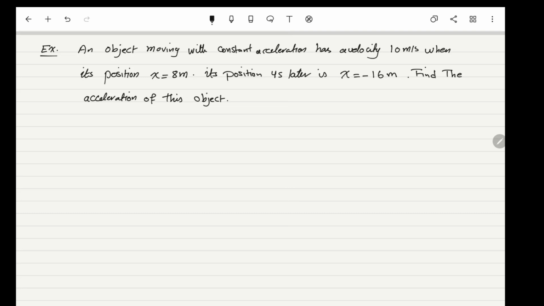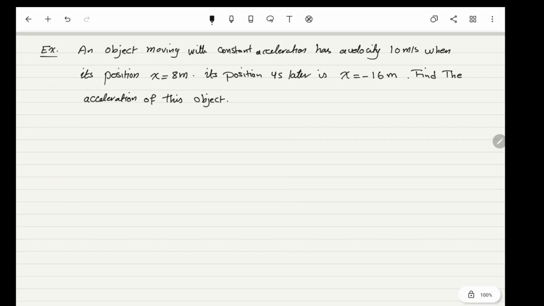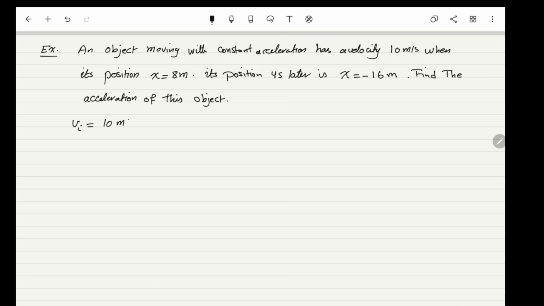Now let's set up the given information here. v initial equal to 10 meters per second. x initial equal to 8 meters. x final equal to minus 16 meters. Time equal to 4 seconds.